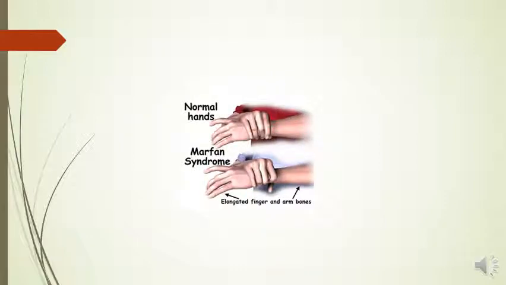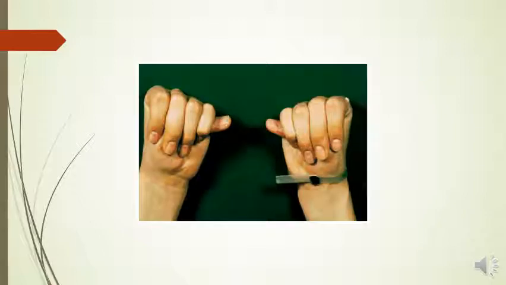In the individual with Marfan syndrome, in comparison to a normal person, you can see how they have these elongated fingers, the arachnodactyly, and also elongated arm bones, and they're able to wrap their hand completely around their wrist. In this picture, you can see how their thumb comes off the other side when they clench their fist.